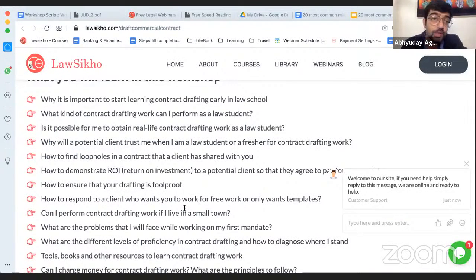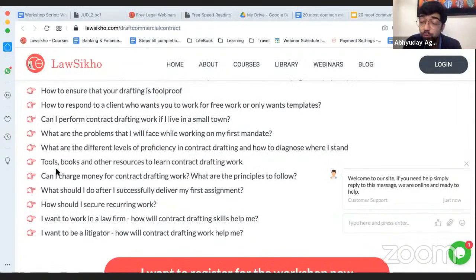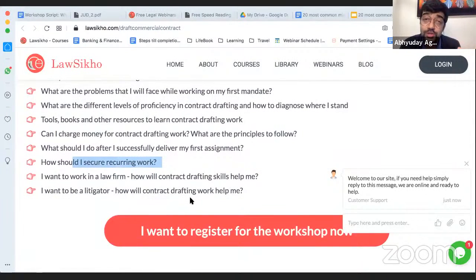How is it different from another lawyer who's quoting me half the rate that you're quoting? Then, can you perform contract drafting work in a small town? How can you get that? Which are the tools to use to learn contract drafting? Can you charge money for it? What are the principles to use to actually charge clients? How do you get repeat work from the same client and new work from new clients?